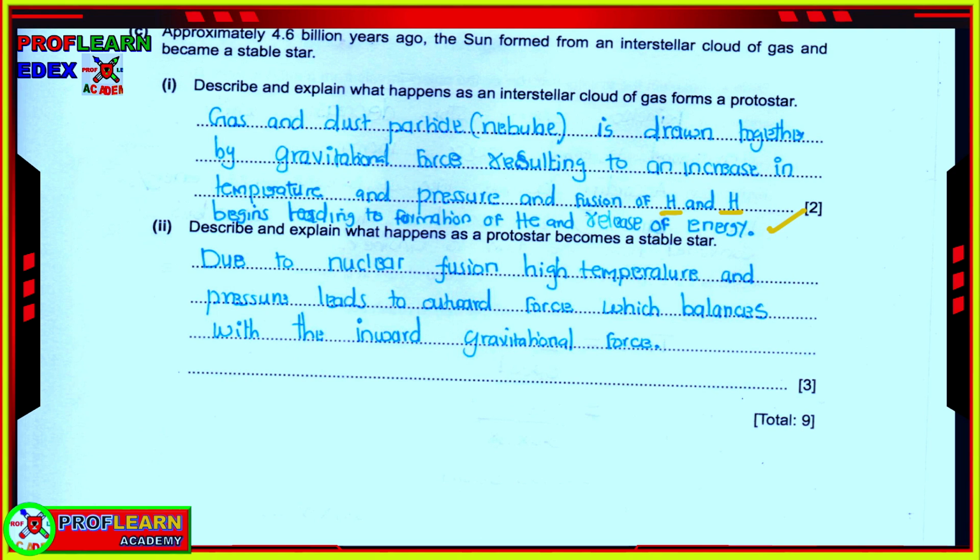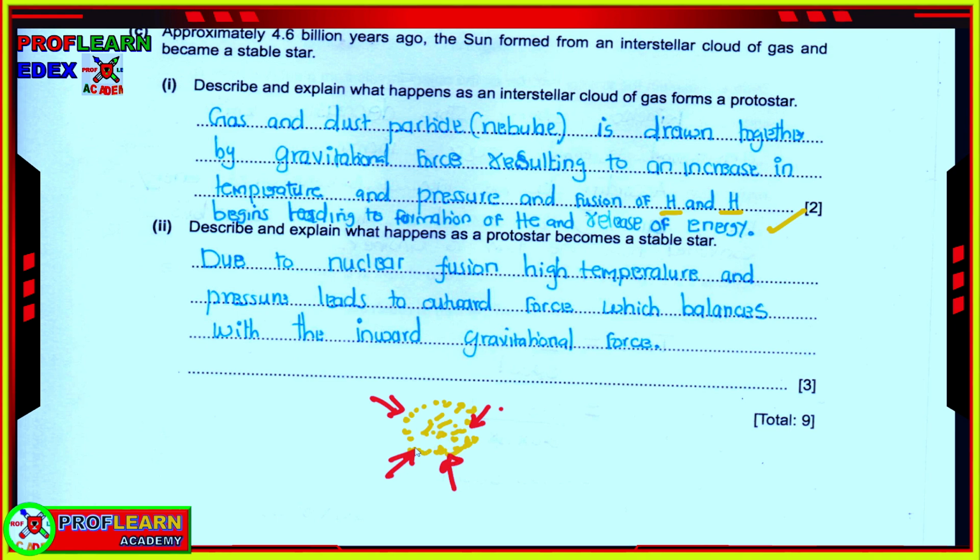Describe and explain what happens as the protostar becomes stable. For a protostar to become stable, the outward force must balance with the inward gravitational force. Because remember, I mentioned in this video that gas and dust particles, which are called nebulae, are drawn together by gravitational force. Gravity pulls these gas and dust particles in space and rolls them into maybe a ball.